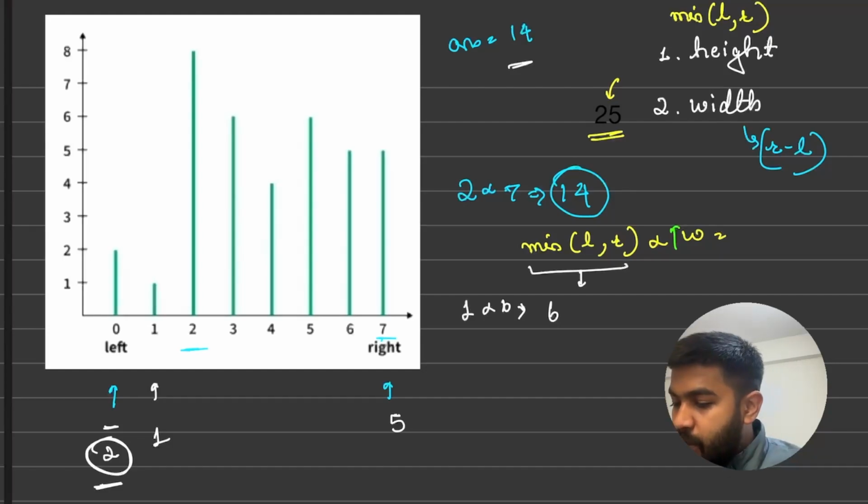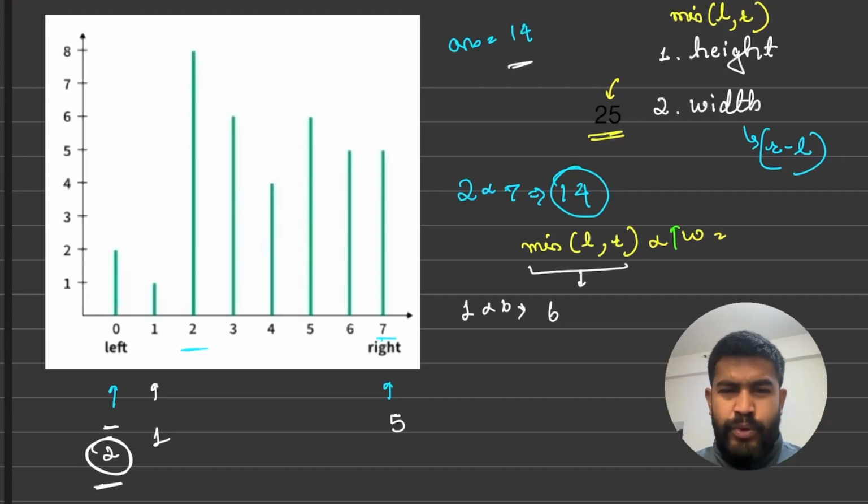So now let us try to think more. Let us try to go more, because this side is still the minimum side. Let us try to go more.